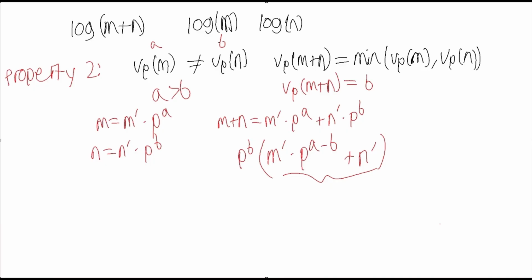And now we reduce it to a problem about just mod p. And because a is greater than b, this term here is just divisible by p. So mod p, this entire term here goes away. And what's left is this here. But note that by our assumption, n prime is not divisible by p. Otherwise, we would increase it some more. And this means that this entire expression here is not divisible by p. In other words, nu p of m plus n is equal to b, as we needed.